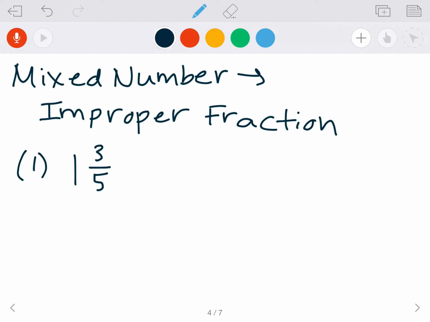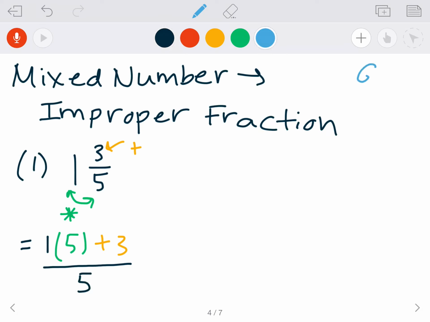So in class, we learned that we can take the whole number, which is 1, and multiply it by the denominator, which is 5. And I'll use the asterisk to represent multiplication. And then we add our numerator, which is 3. So looking at that in one step, this says take your whole number, which is 1, multiply it by your denominator, which is 5, add your numerator, which is 3, and then put all of that over the original denominator, which is 5.